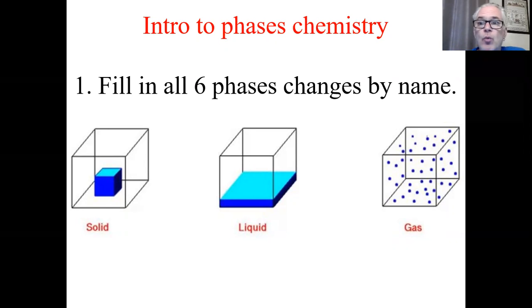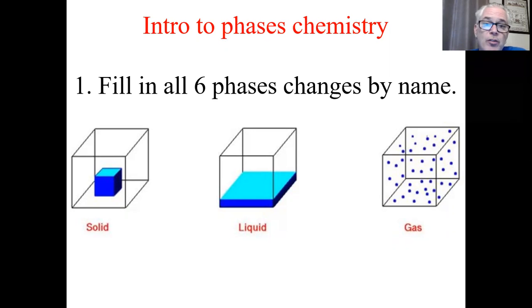We're going to go through number 23. Here we go. This is a cute little model diagram of the three phases of matter: solid, liquid, and gas. And what I'd like you to do is to fill in what are called 6 phase changes by name. What do we call it when a solid becomes a liquid or a liquid becomes a solid?